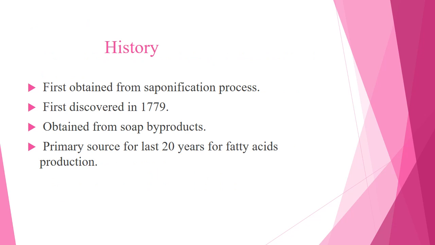History. Glycerol was first obtained from the process called saponification. So it's a byproduct which is derived during soap production. It was first discovered in the year 1779. For the last 20 years, it has been a primary source, especially for the production of fatty acids.